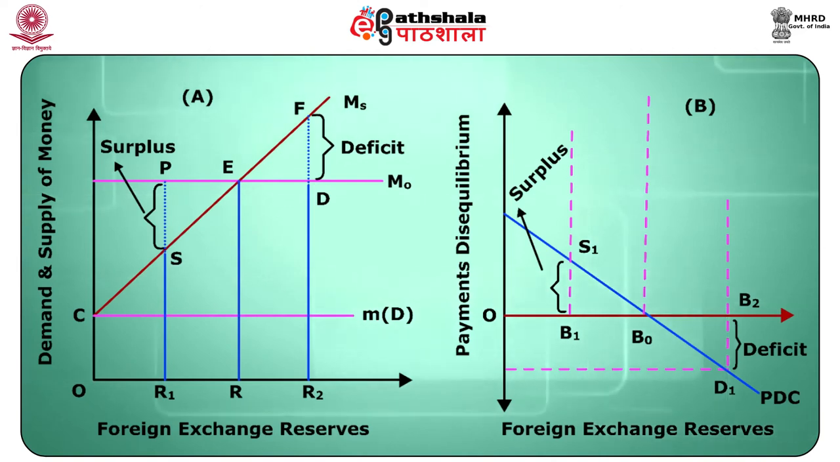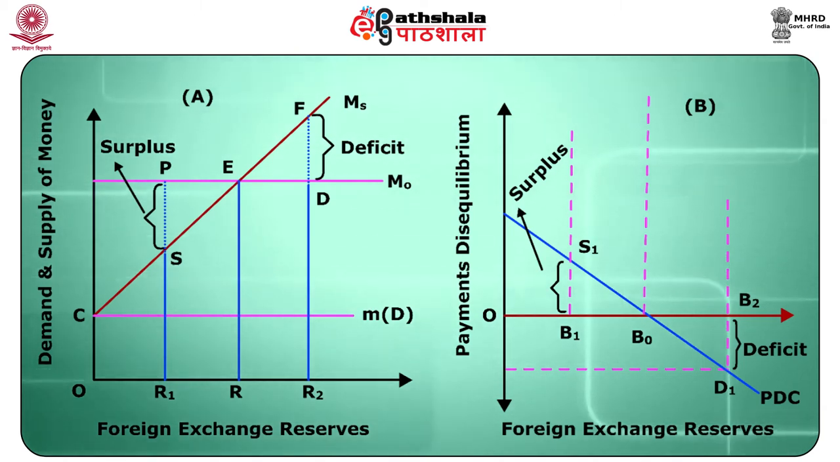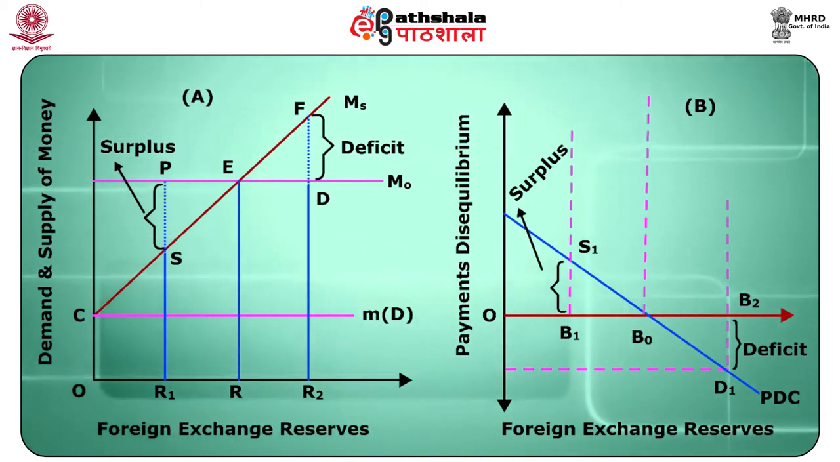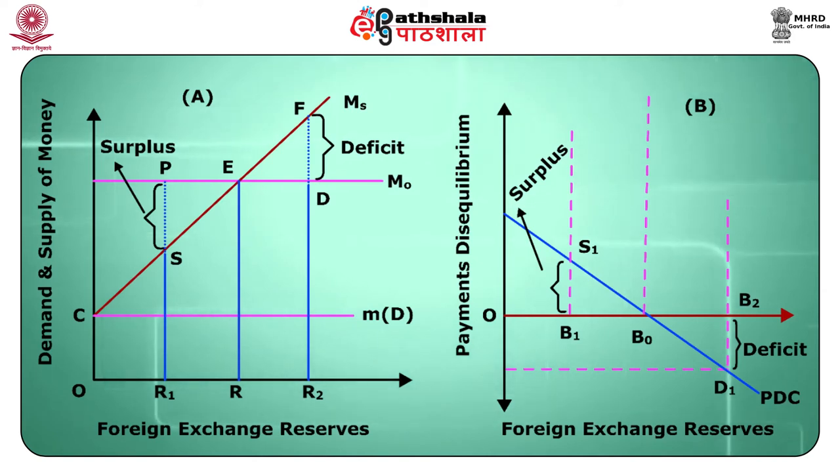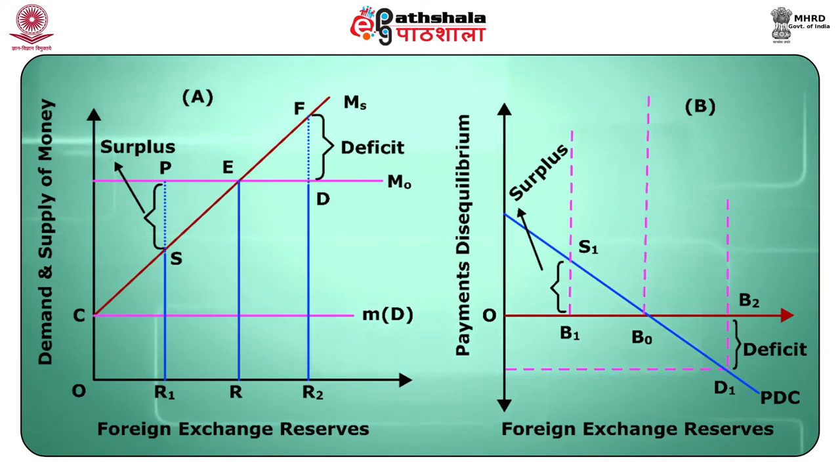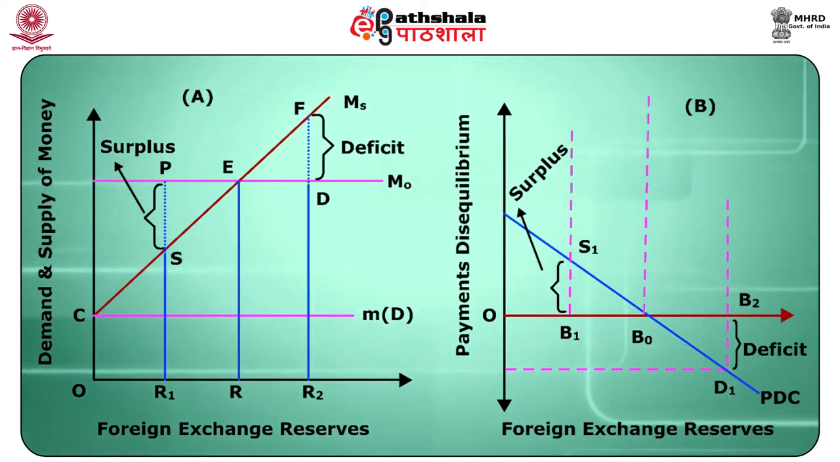This is explained in the figure. In panel A of the figure, MD is the stable money demand curve and MS is the money supply curve. The horizontal line represents the money base or monetary base, which is a multiple of domestic credit D, which is also constant. This is the domestic component of the money supply. That is why the MS curve starts from point C. MS and MD curves intersect at point E, where the country's balance of payment is in equilibrium and its foreign exchange reserves are OR.